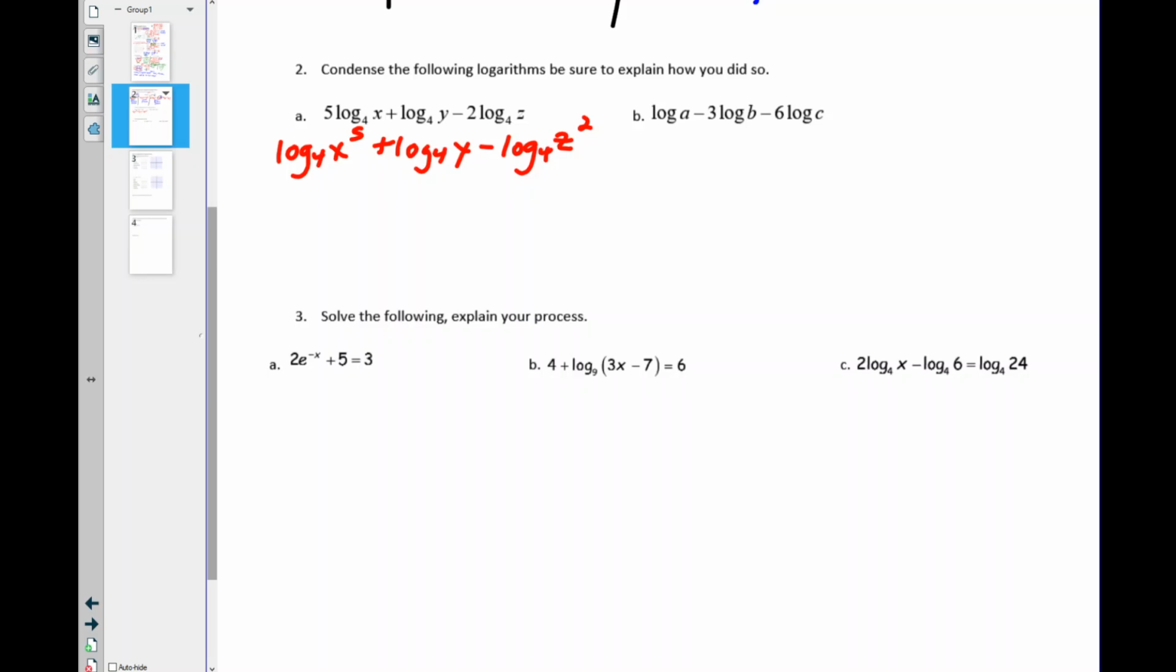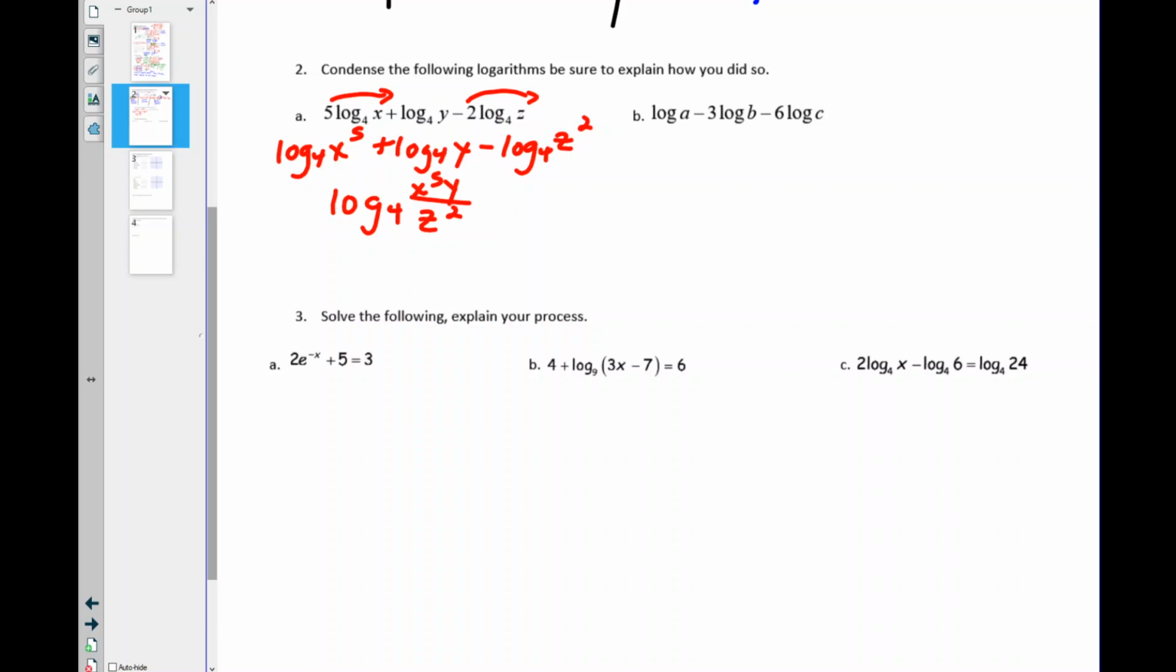I just got the 5 and moved it up to an exponent. I got the 2 and moved it up. But now that I have that, I can just write a single log base 4. What's going to go on top? X to the 5th and y. What's going to go on the bottom? Z squared. Nothing else can be done here, so we're done.